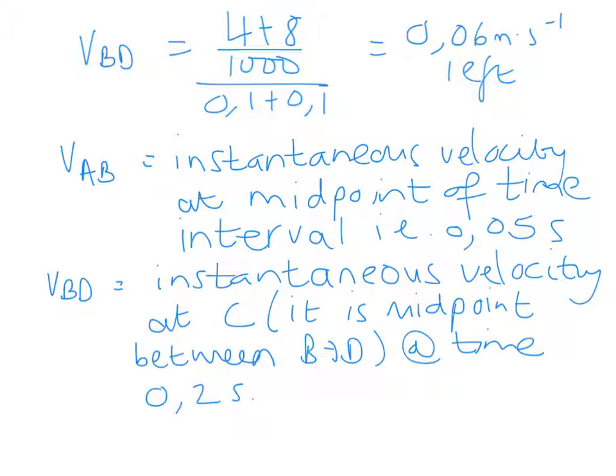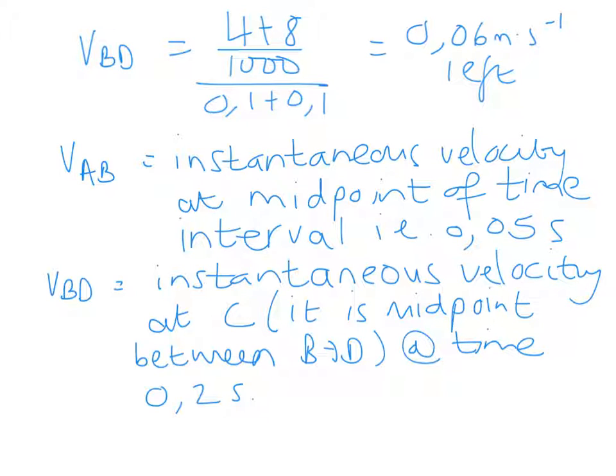Now we have two average velocities. In order to calculate the acceleration, you need to know the instantaneous velocity at 2 points, because acceleration is the final velocity minus the initial velocity divided by time. To calculate the instantaneous velocity at a given point, it's equal to the average velocity in the middle of that time interval. So for example, the average velocity between A and B is the instantaneous velocity at the midpoint of that time interval, which is 0.05 seconds.